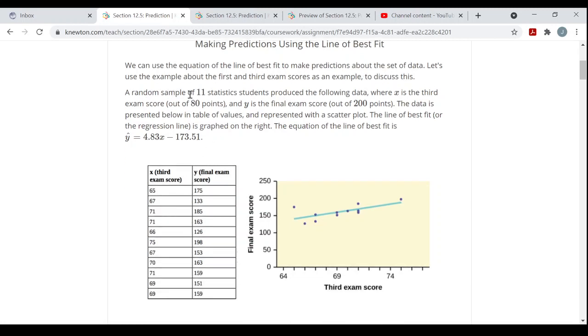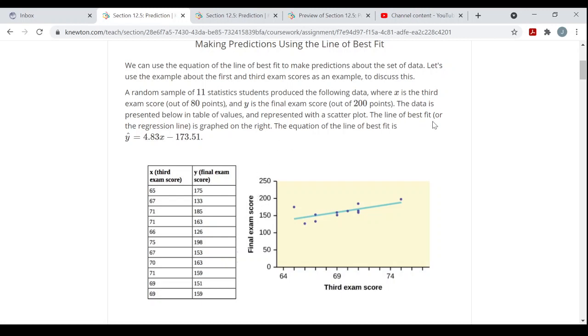Here, a random sample of 11 statistics students produced the following data, where X is the third exam score out of 80 points, and Y is their final exam score out of 200 points. Each of these pairs is for a particular student, and there are 11 ordered pairs, 11 students here. The data is presented below in the table of values and represented with a scatter plot. So you see these 11 blue dots represented over here, where the x-axis is third exam scores and the y-axis is their final exam scores.